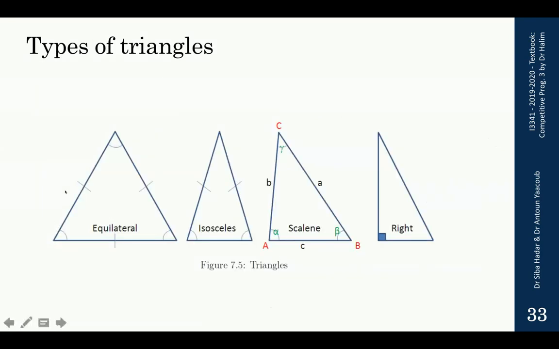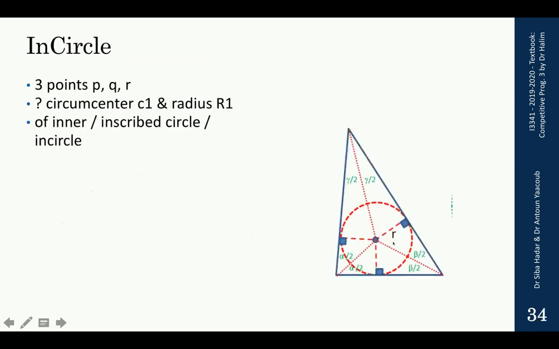Types of triangles: we distinguish equilateral, 3 equal sides, 3 equal angles; isosceles with 2 equal angles and 2 equal sides, of course; and scalene, different side lengths and of course different angles; and the right triangle.